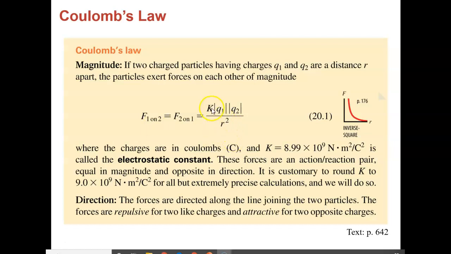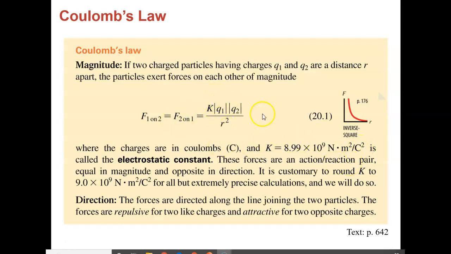So the equation is F equals K Q1 Q2 over R squared. Q's are your charge values. R is the distance between them, squared. K is called Coulomb's constant, or the electrostatic constant, which is 8.99 times 10 to the 9th newton meters squared per coulomb squared.